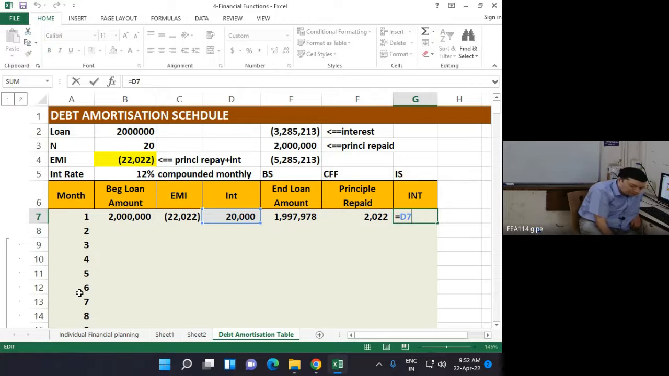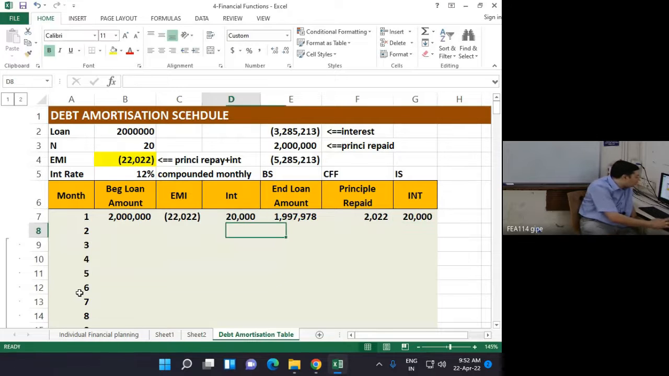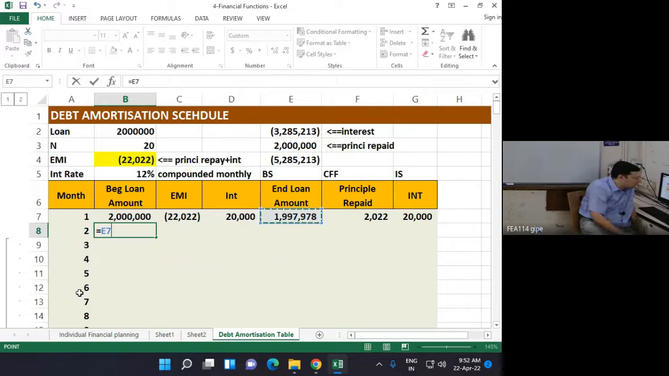Okay, students online, are you following? Month 1 we have analyzed already. Have you got the same? Okay, should we proceed? So second month starts where first month ends.